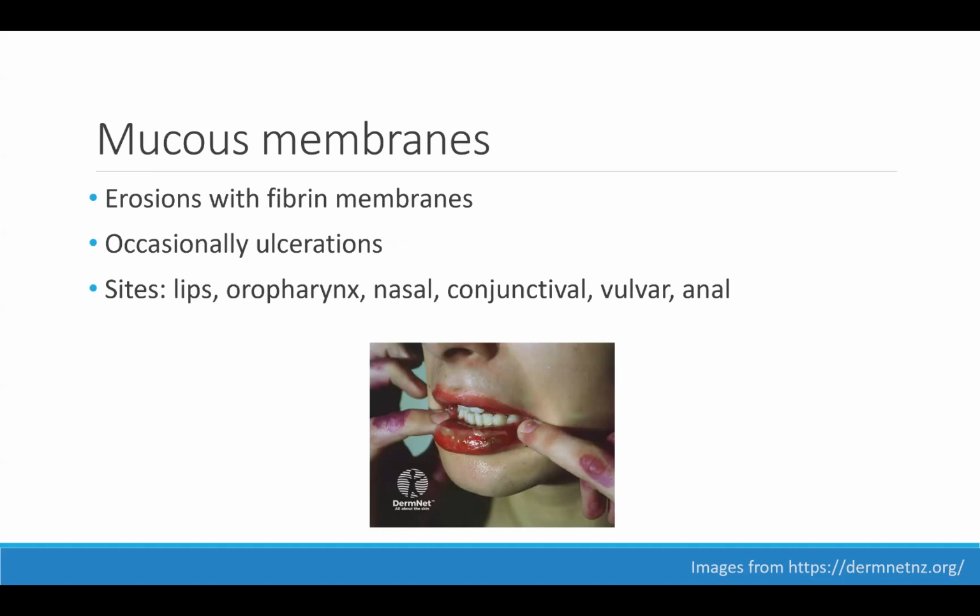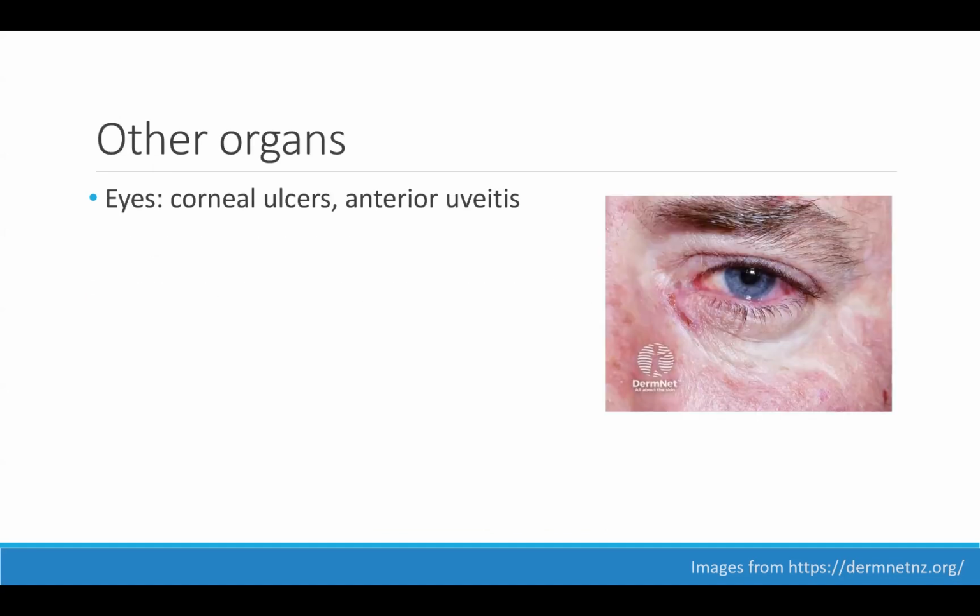Mucous membranes can have erosions with fibrin membranes and occasionally ulcerations. Sites involved include the lips, oropharynx, nasal, conjunctival, vulvar, as well as anal regions. Eyes can be affected with corneal ulcers and anterior uveitis.